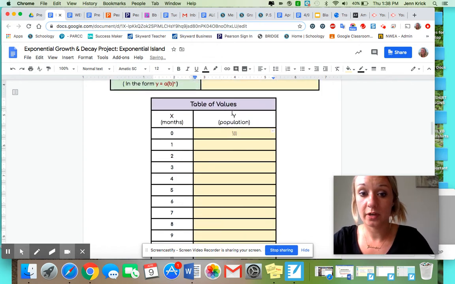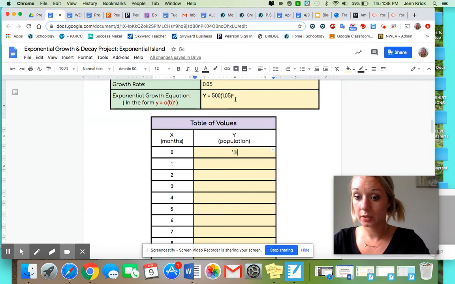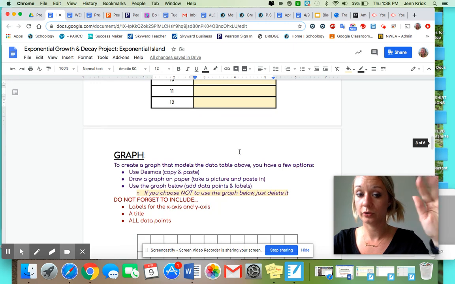And then to figure out the rest of it, instead of x, I'm going to plug in a 1. And then for my next row, instead of an x, I'm going to plug in a 2. So x as the exponent in your equation really represents the number of months that are going through. So you're going to fill in that whole table.